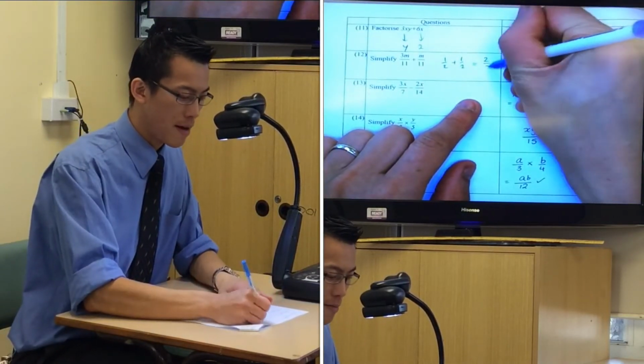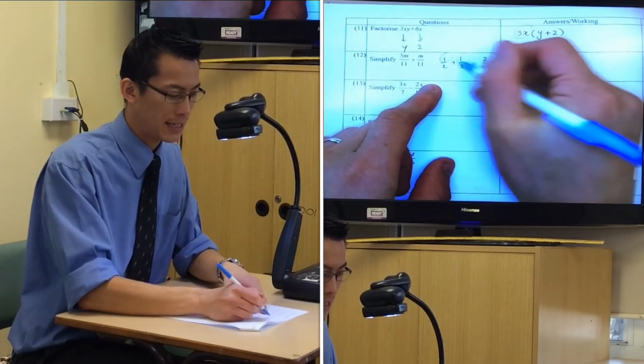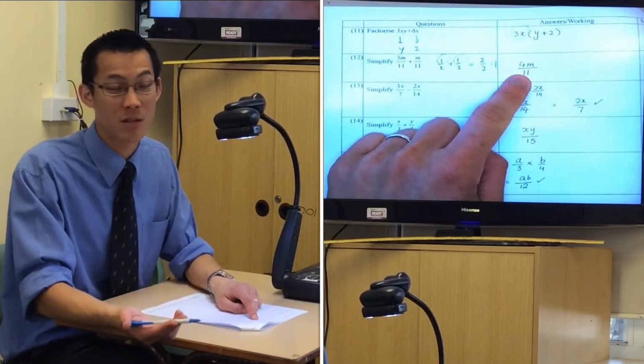So numerically, what are we talking about here? The denominator stays the same, and it's the numerators that add together. And 2 over 2, of course, is 1. So we're applying the same principle here. It's just that they're letters, not numbers.